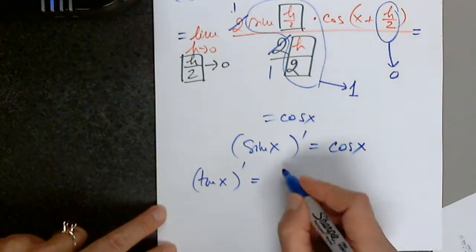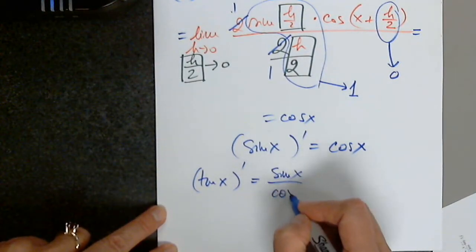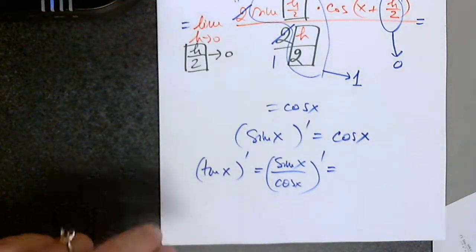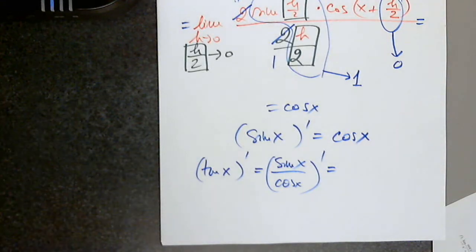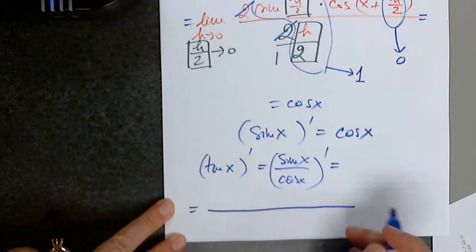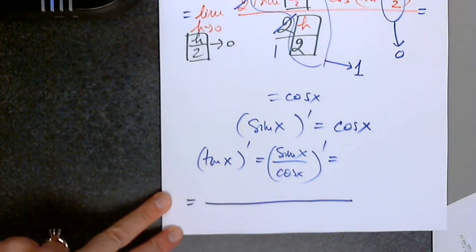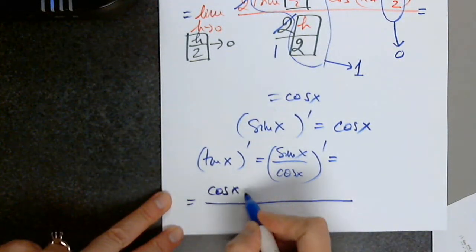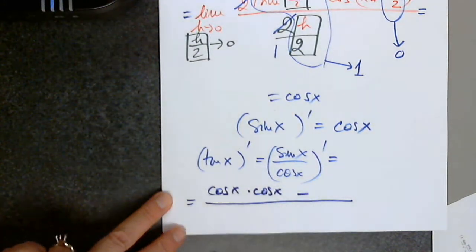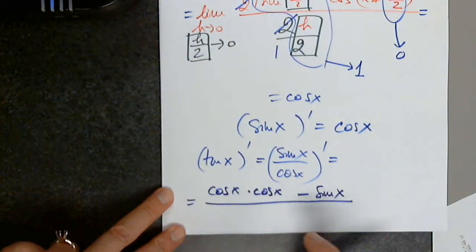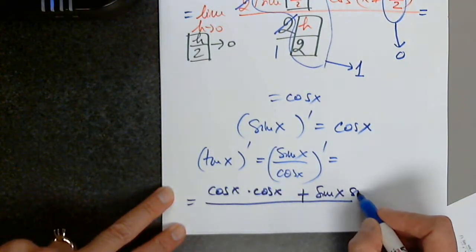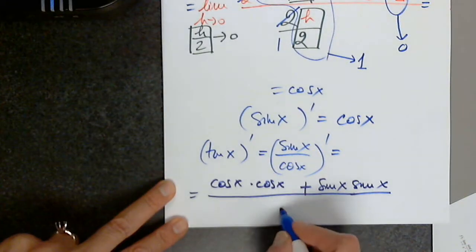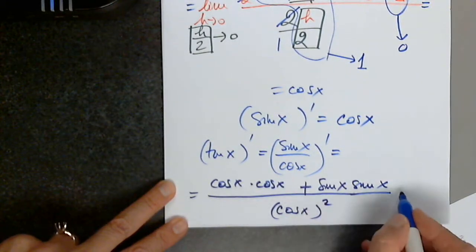So tangent prime is sine x over cosine x prime. We have the quotient rule. Now we can determine this, and we don't need anyone to tell us what it equals. So please dictate the quotient rule. Sine prime, cosine x times cosine x minus sine times cosine x prime, divided by cosine x squared.